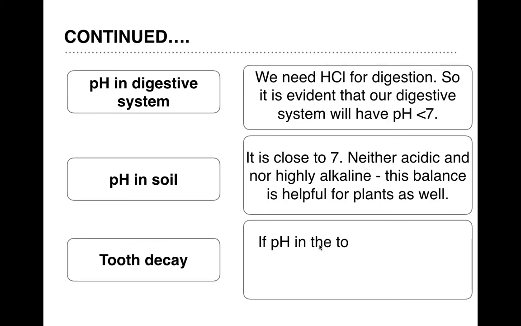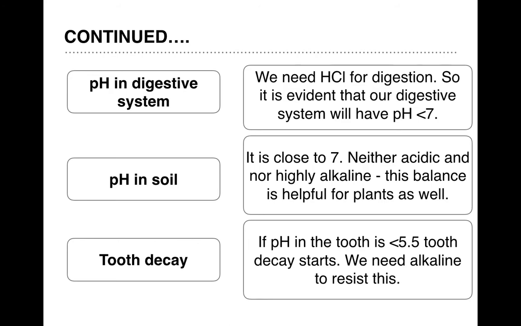Now tooth decay: if pH in the tooth is less than 5.5, tooth decay starts. When we have tooth decay, you have to realize that the acidic part in your tooth is increasing, so you have to neutralize it. Which can neutralize the acidic effect? It is alkaline or base. We need alkaline to resist this. The paste we use for cleaning the teeth is alkaline or basic in nature, right?